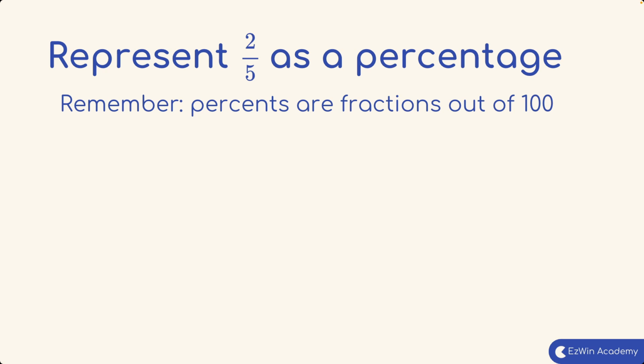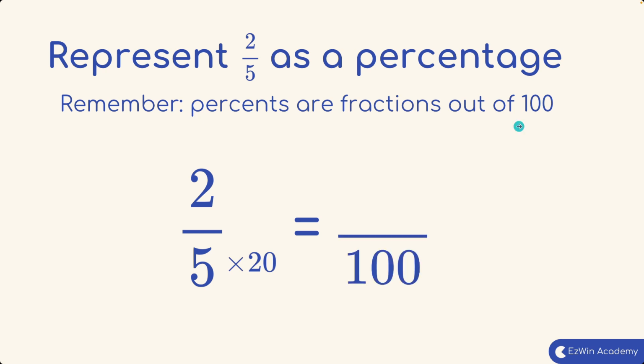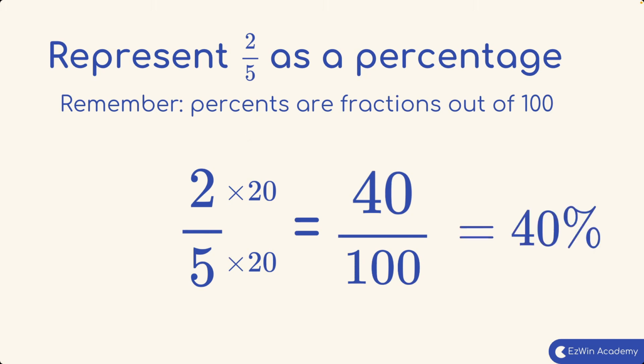All right, let's see if you got the correct answer. So 2 out of 5. Remember, percents are fractions out of 100. So your denominator over here, 5, should be out of 100. How can we make it into 100? If you say you multiply by 20, then you are right. And this makes our denominator 100. Since our denominator is multiplied by 20, that means our numerator needs to be multiplied by 20 as well. And this gives us 40. If your answer is 40 out of 100, then congratulations, you're right. If your answer is 40%, then you are right.